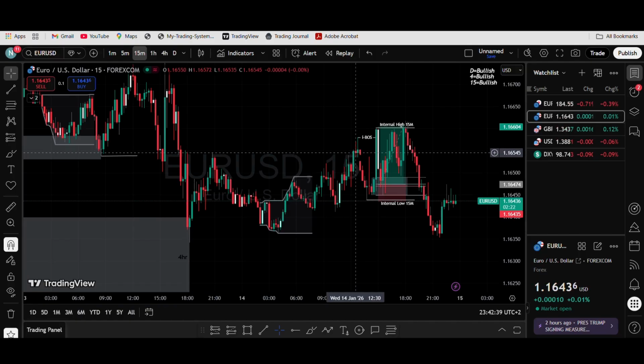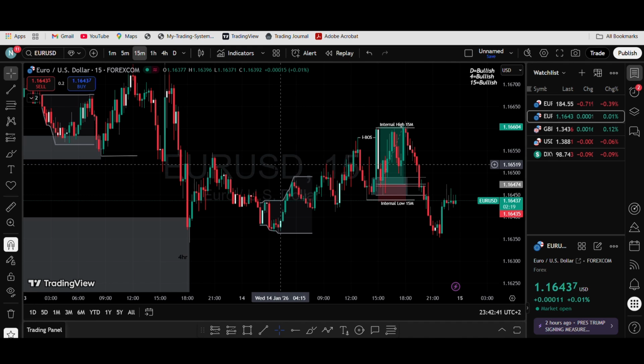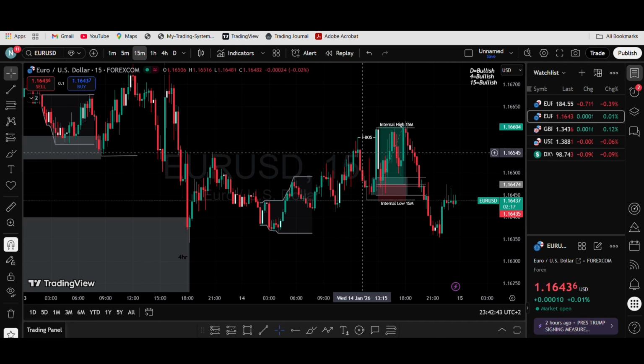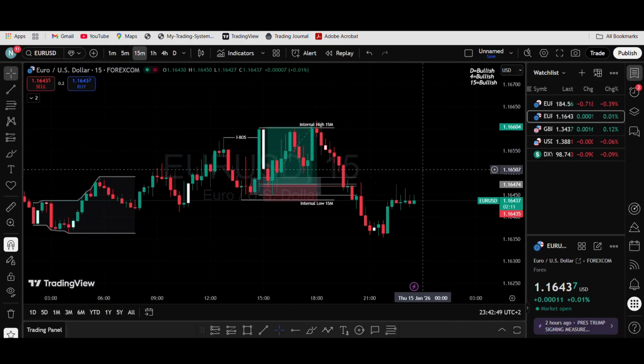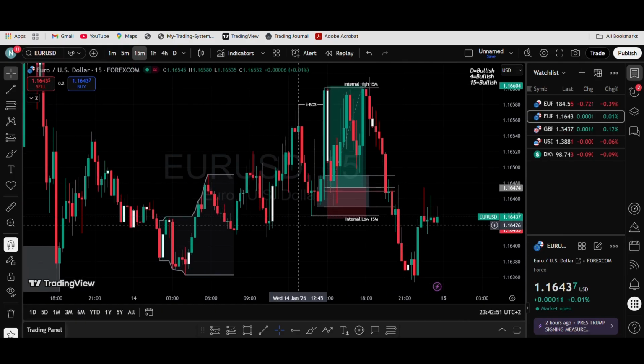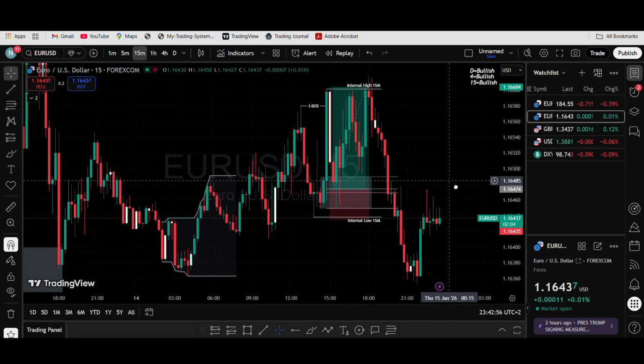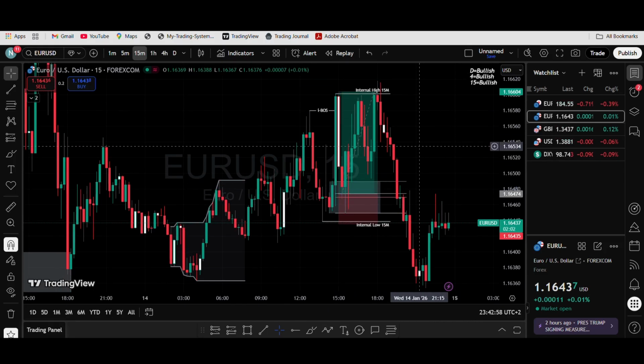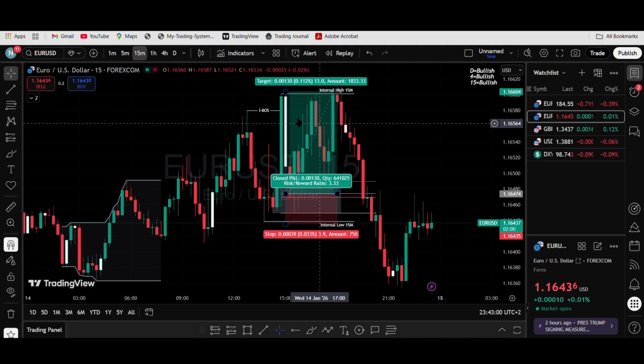The first one, even though it was a small close, it was a valid break of structure, but at that point I was not convinced. And then it comes back down, goes up, and then we have a second break of structure there, leaving a much better POI in there, right? So simple trade, pro internal and pro swing, right?